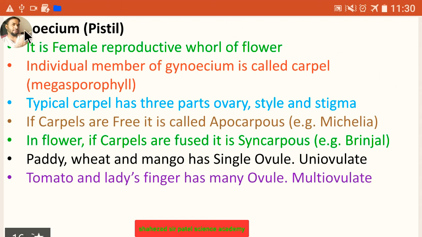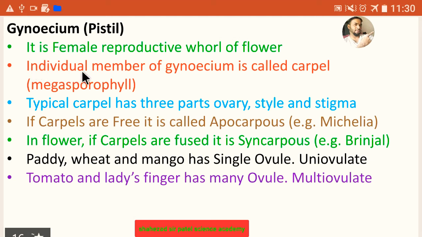Hello, dear students. I welcome you to this lecture on the topic gynoecium, which is also called pistil. It is the female reproductive whorl of the flower. As you know, students, in the typical flower there are two reproductive whorls. Whorl number one is the male part, called androecium, and whorl number two is called gynoecium, the female reproductive whorl. So it is clear that gynoecium is the female reproductive part of the flower.